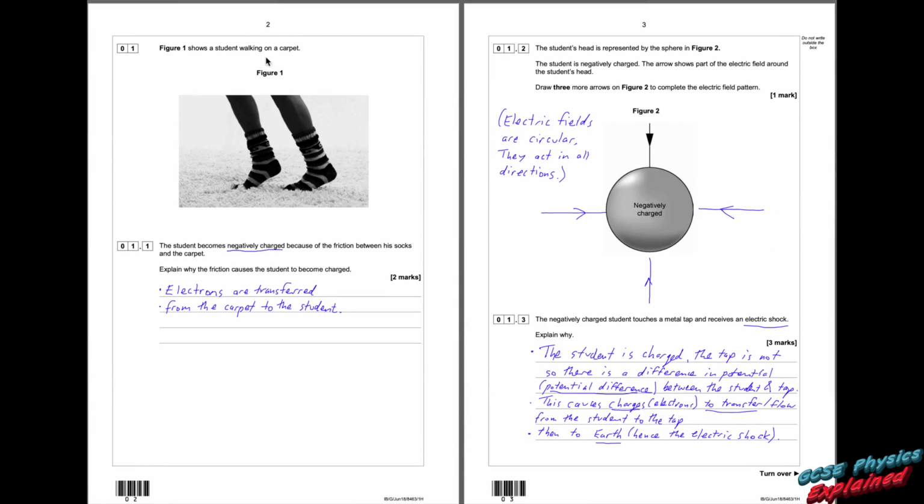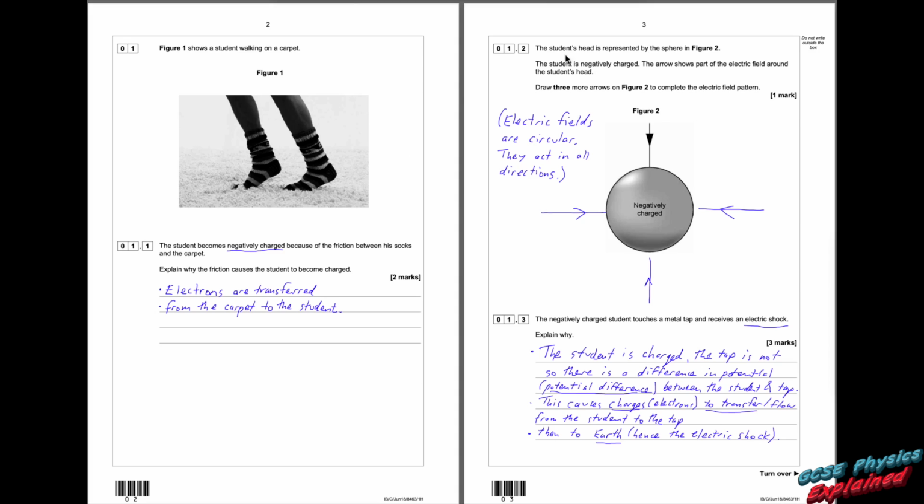Figure 1 shows a student walking on a carpet. The student becomes negatively charged because of the friction between his socks and the carpet. Explain why the friction causes the student to become charged. The answer is always the same. Electrons are transferred from the carpet to the student. You'll notice that every time I'm putting a bullet point, I'm expecting a mark for the statement that I've said. So 2 marks, 2 bullet points.